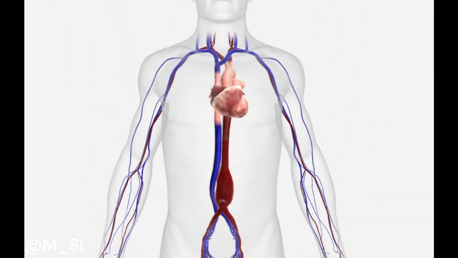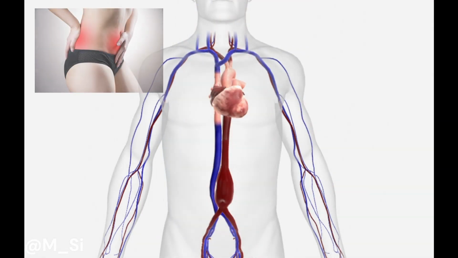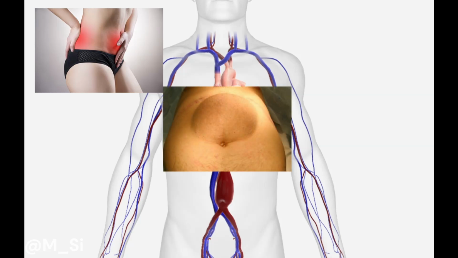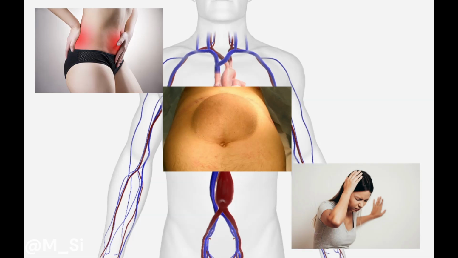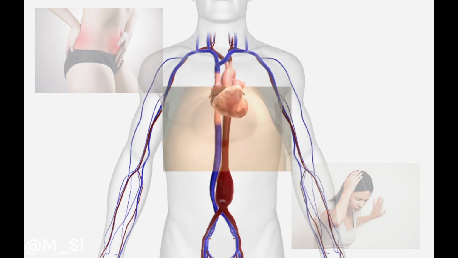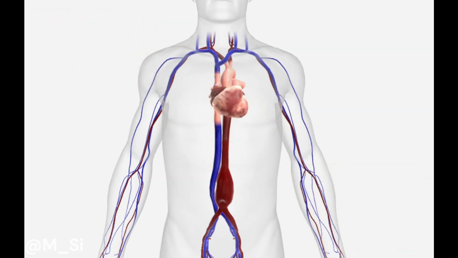A rupture may cause sudden back, abdominal, or flank pain, a pulsatile abdominal mass, and signs of shock such as clammy skin, syncope, fainting, and palpitations. This is a critical emergency. Treatment options for unruptured aneurysms depend on their size and range from monitoring and medication to surgery.